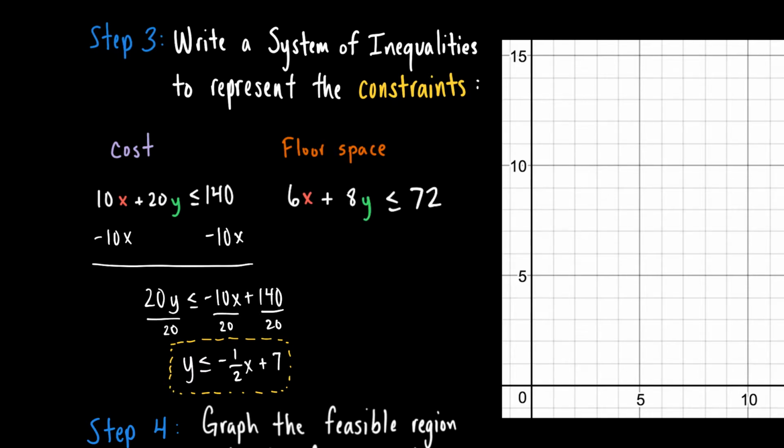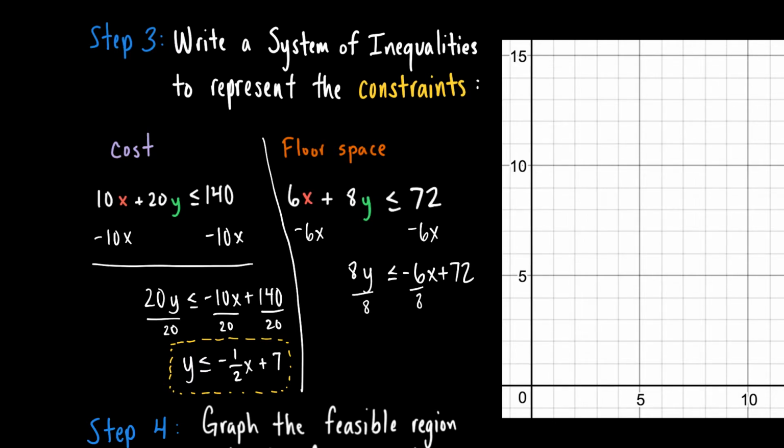The next inequality, we're going to subtract 6x from both sides. So we're going to have 8y is less than or equal to negative 6x plus 72. And then we're going to divide by 8. Everybody gets divided by 8. So we're going to have y is less than or equal to negative 6 over 8. I'm going to reduce that to negative 3 over 4. You can leave it as negative 6 over 8. It's not wrong. I'm just going to reduce it a little bit. And then 72 over 8 is 9.